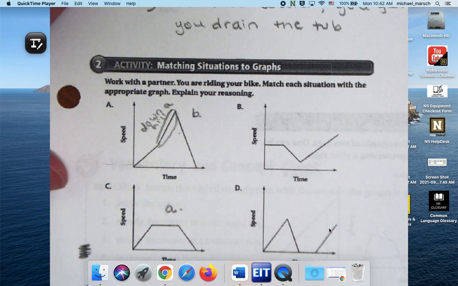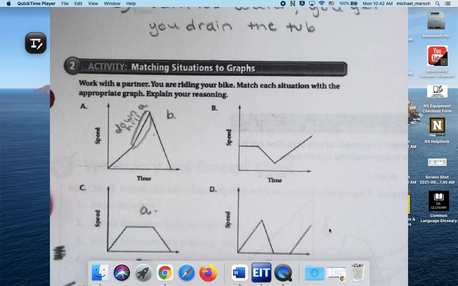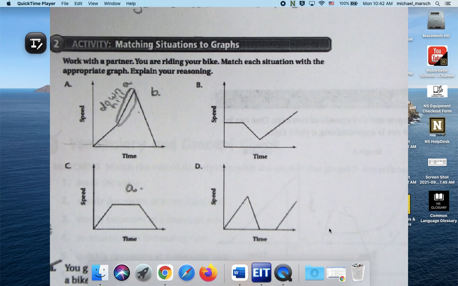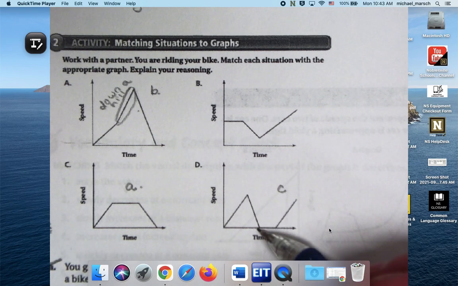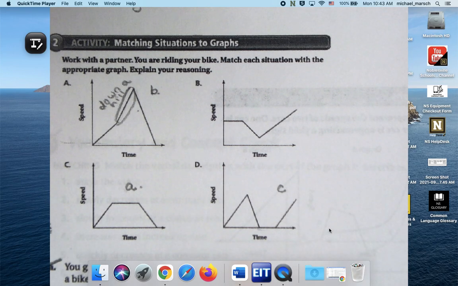How about you gradually increase your speed, then stop at a store for a couple of minutes, then you continue to ride, gradually increasing your speed again. Which one do you think that matches? Where you would actually stop? Chandler? Yeah. Right, increase, stop. This is when you're at the store, your speed isn't changing, right? So there's nothing happening here while you're there, and then you increase your speed again.